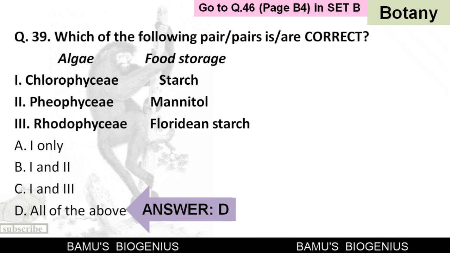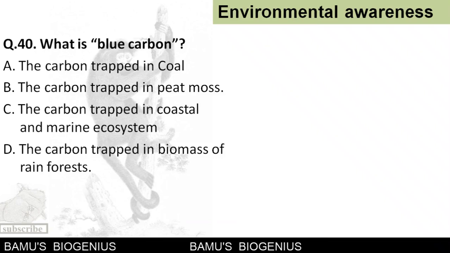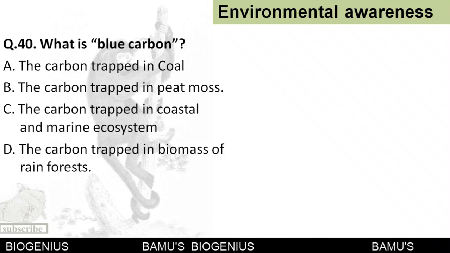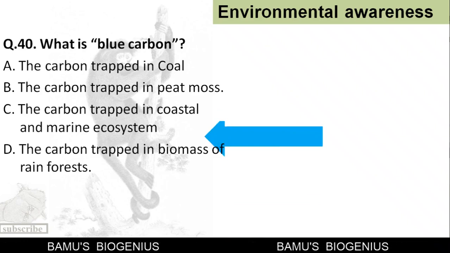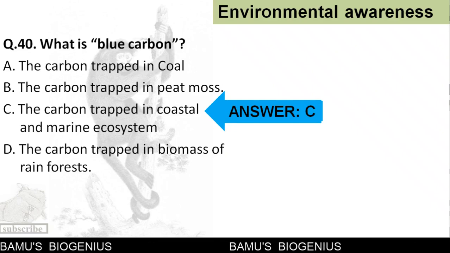Now the next question is the question number 40. What is a blue carbon? A. the carbon trapped in a coal, B. the carbon trapped in a peat moss, C. the carbon trapped in a coastal and marine ecosystem. D. the carbon trapped in biomass of rainforest. The answer is the carbon trapped in coastal and marine ecosystem. Answer C is the blue carbon.